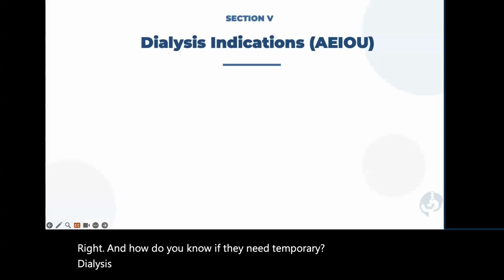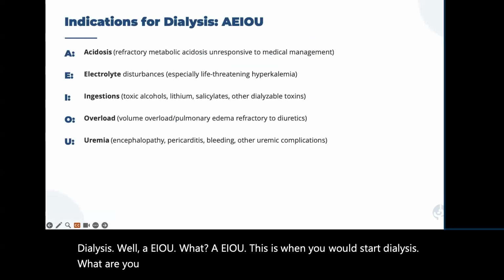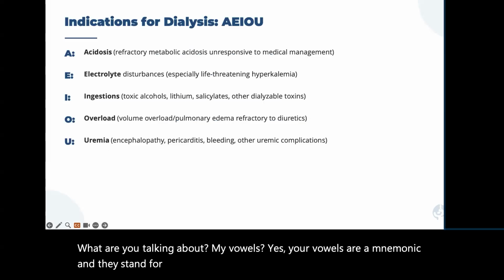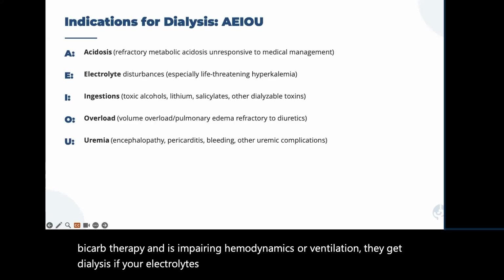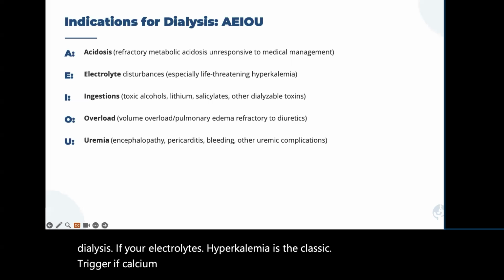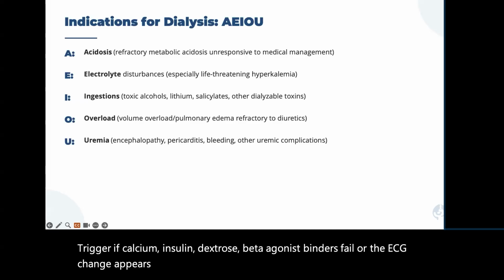Well, AEIOU. What? AEIOU, this is when you would start dialysis. What are you talking about? My vowels? Yes, your vowels are a mnemonic and they stand for acidosis, right? If metabolic acidosis persists despite bicarb therapy and is impairing hemodynamics or ventilation, they get dialysis. Electrolytes: hyperkalemia is the classic trigger. If calcium, insulin dextrose, beta agonist, binders fail or the ECG changes appear, you get dialysis.